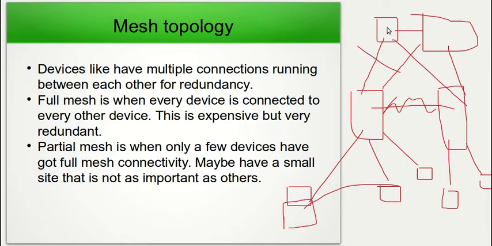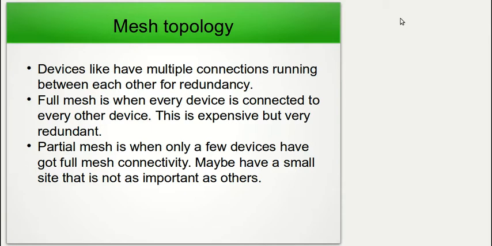This is known as a partial mesh because not every single device has a connection to every other device. As an example, switch 1 connects to switch 2, switch 3 and switch 4. But switch 4 on the other hand connects to switch 1 and switch 2. It doesn't have a connection to switch 3, which means it doesn't connect to every other device. The good thing about partial mesh is that they're not as expensive as a full mesh topology, but they're not as redundant as full mesh topologies.